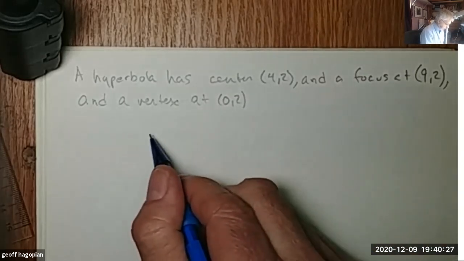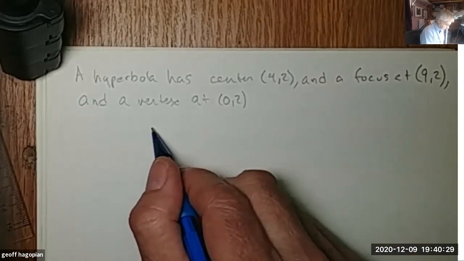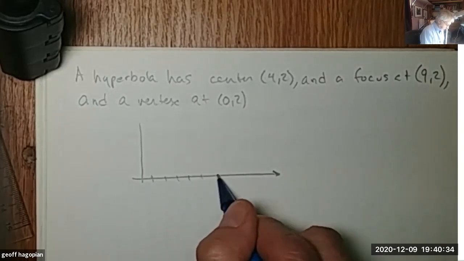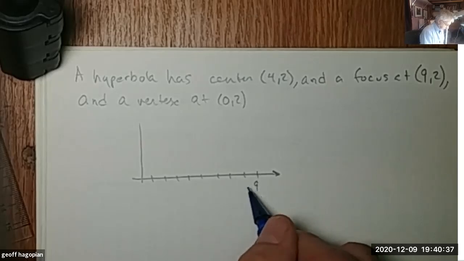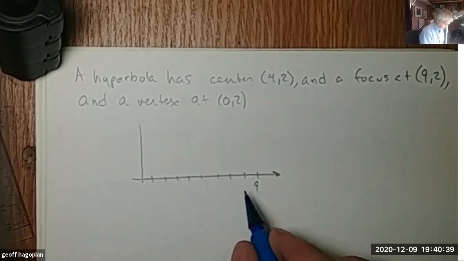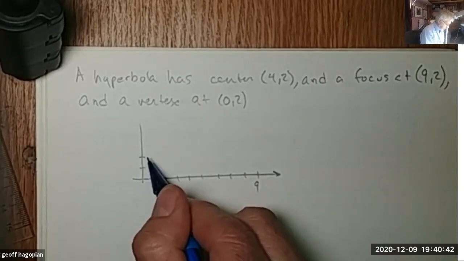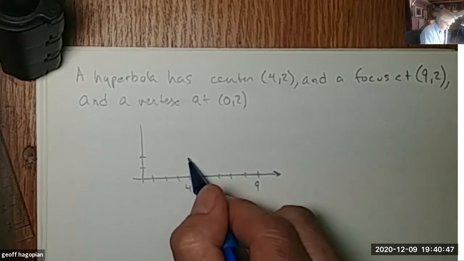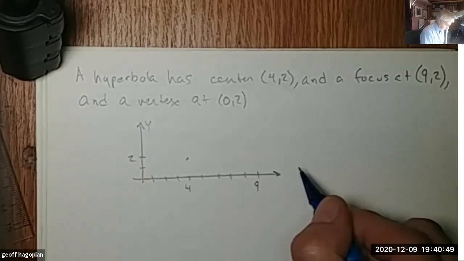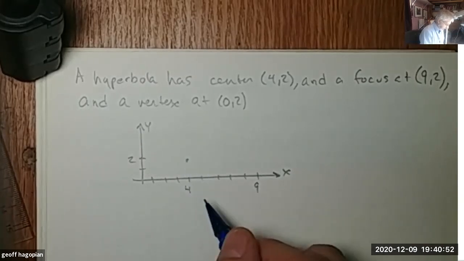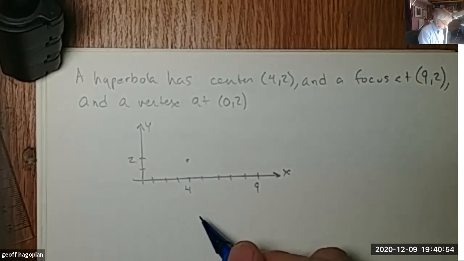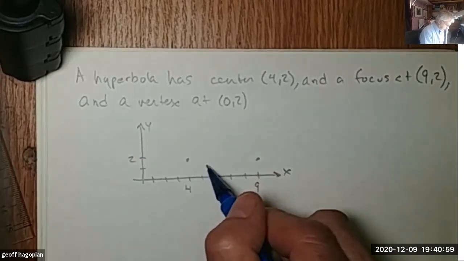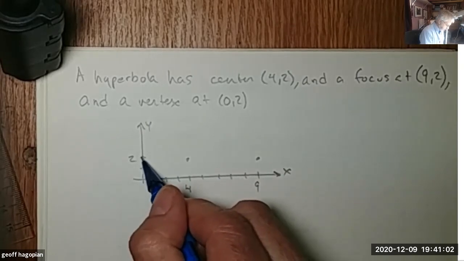So let's draw what we got. 4, 2, 9, 2. That's all sort of in the first quadrant kind of stuff, right? So here's 1, 2, 3, 4, 5, 6, 7, 8, perfectly evenly spaced. Never mind this wider one here. And 1, 2. So here's the center at 4, 2. All right. That's not a point on the hyperbola, but that is the center of the hyperbola. The focus is at 9, 2, so that's way out here, right? And a vertex at 0, 2, which is here.